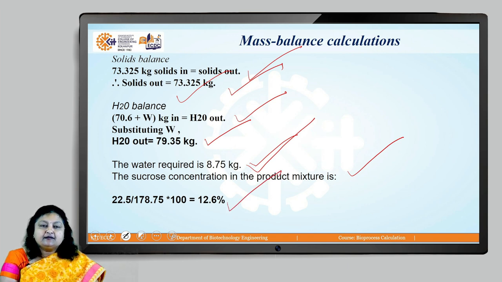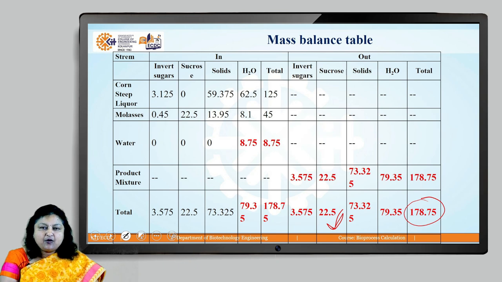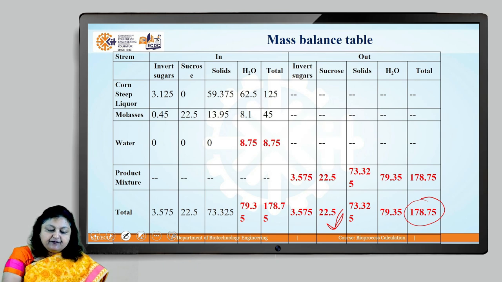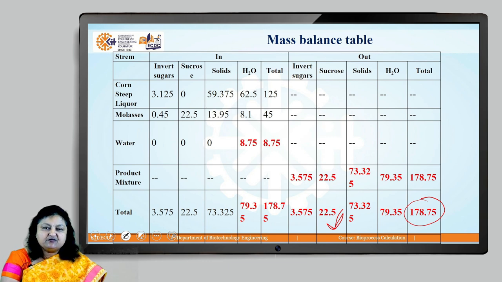In this way, the specific questions asked in this problem, the amount of water required for dilution and the sucrose concentration, are calculated. To solve this, we have used the procedure for mass balance calculation, and we have calculated all the unknown quantities in the mass balance table by applying the total mass balance and component mass balance, and we answered the specific questions for this problem statement. And now we have completed the mass balance table as well.